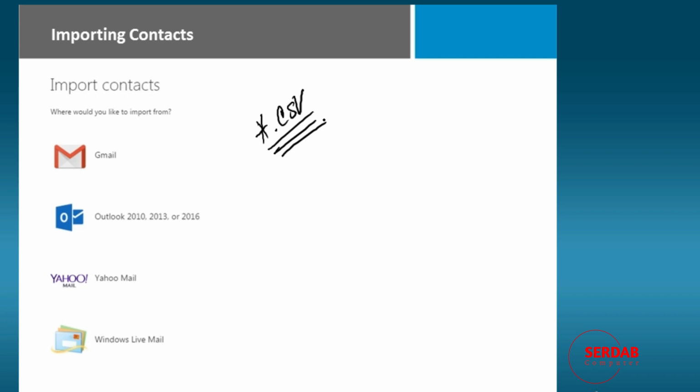But I did want to point out here, if you have a Gmail account, if you have an old version of Outlook or even a new version of Outlook, if you're someone who's on Yahoo or Windows Live Mail, you can import contacts just by either pointing to the file or putting in the credentials, and it'll pull them right over for you.